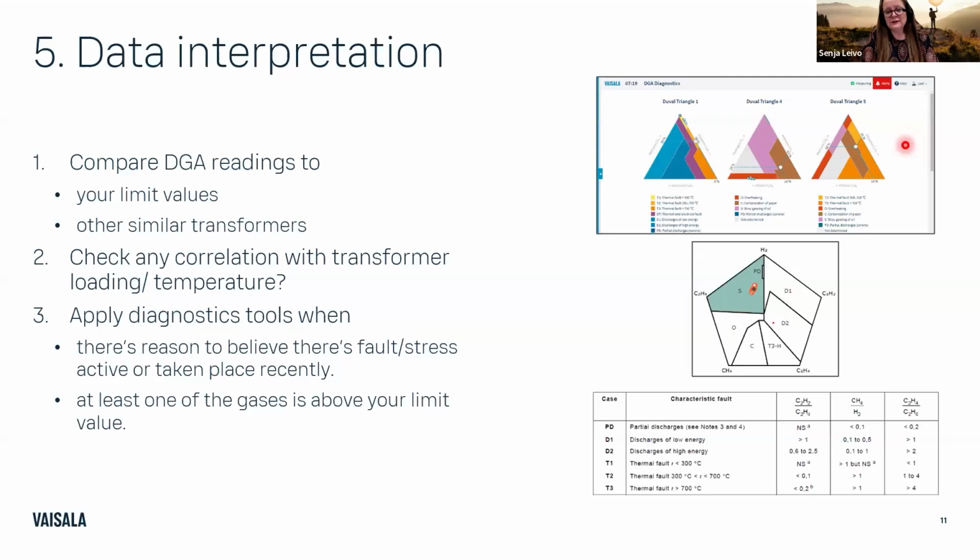None of these methods are 100% proof. DGA gives us an idea where to look and what's maybe ongoing. It can tell, okay, it's a high temperature issue where only oil is involved, or a high temperature issue where paper is involved. It can be partial discharging or so, but it never tells where it is. So other methods have to be used there.